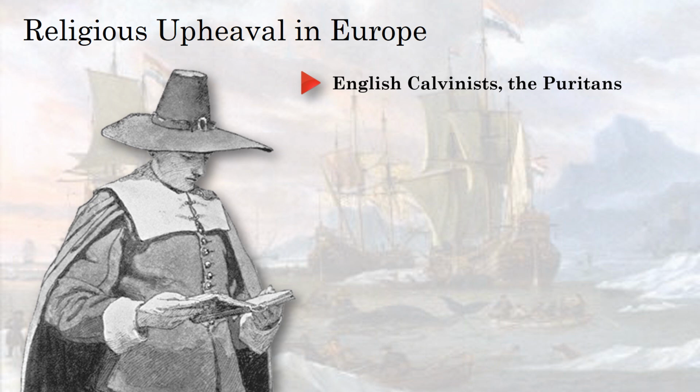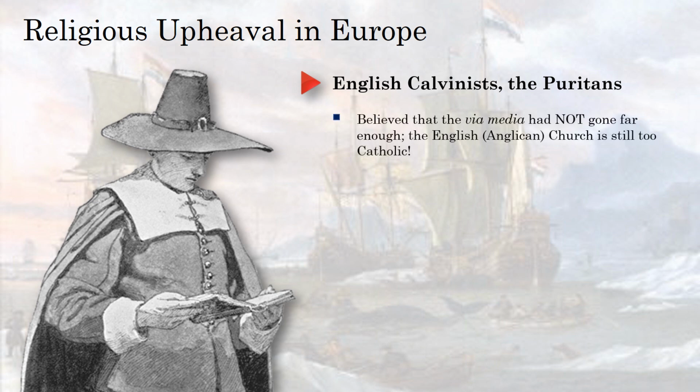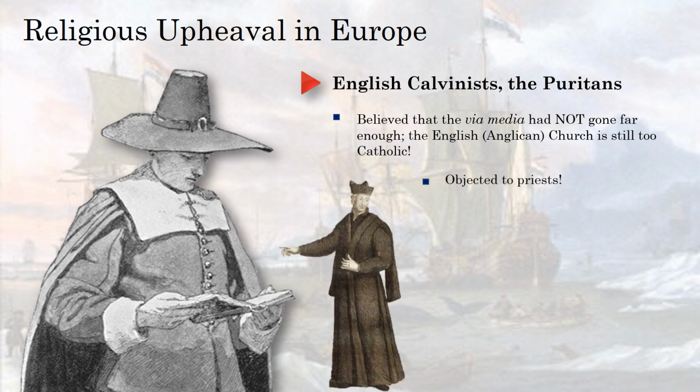So the English Calvinists, as we said, are called the Puritans. They believed that the Via Media, the English church, had not gone far enough in its reforming of Catholicism. The Anglican Church was too Catholic to their mind. It retained too many of the teachings and the traditions and the old trappings of Catholicism. It wasn't themselves that called themselves Puritans. It was their enemies that called them Puritans because they felt they were on a mission to purify England and make it more holy. And so they object to certain things that's left over within Anglicanism.